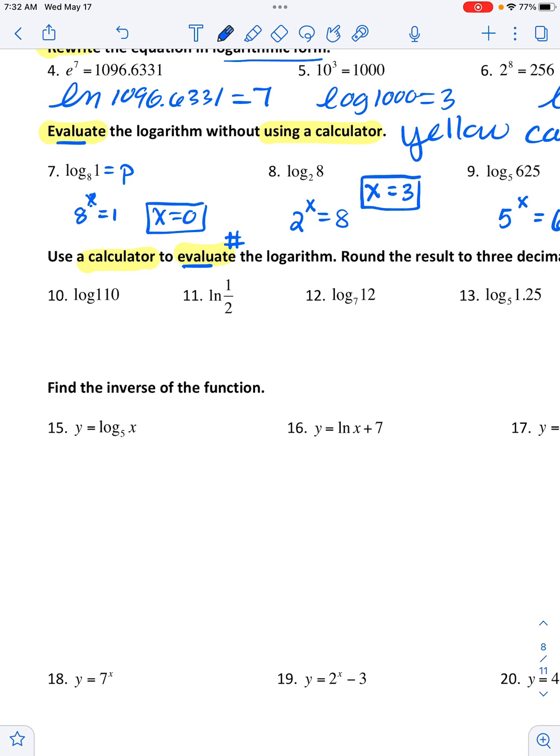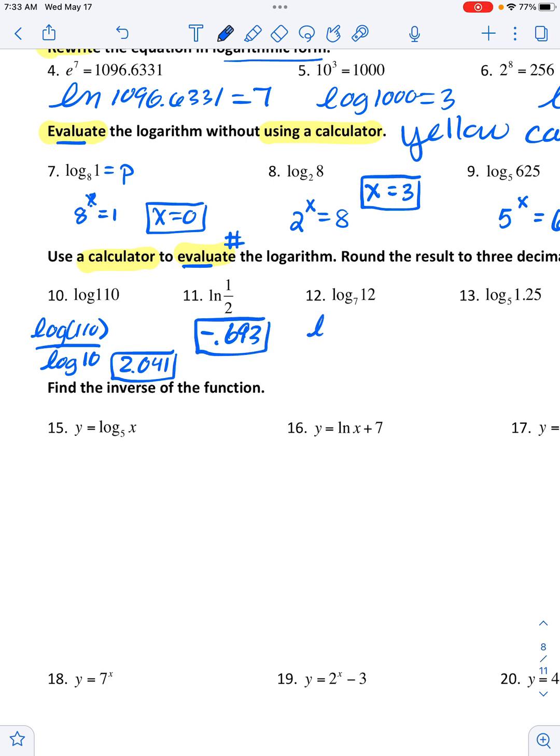Okay, so here, this is asking 10 to what power? Well, I'm going to enter this into my calculator as log of 110, close that parenthesis, and since the base is invisible, it must be a 10, and I'm going to get 2.041. This is ln, so it's base e. So I can actually just do, the calculator has an ln button, so I would do ln of 1/2, and I'm getting negative 0.693.